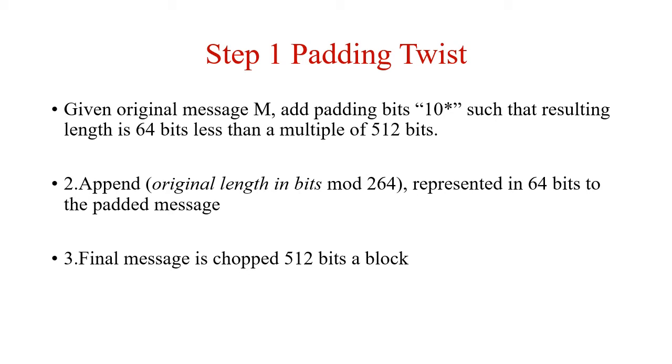Okay, so that is to make the block a multiple of 512 bits. While adding the padding, the first bit must be 1 and the remaining bits should be 0. Then we have to append the original length in bits mod 2 raised to 64, so it is representing the message length in 64 bits. And then the third step is the final message is chopped into 512 bit blocks.